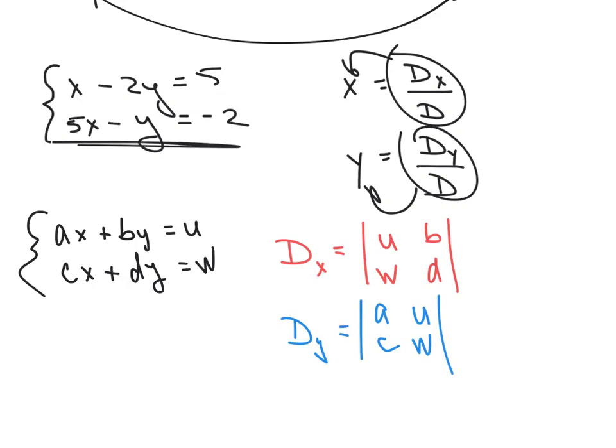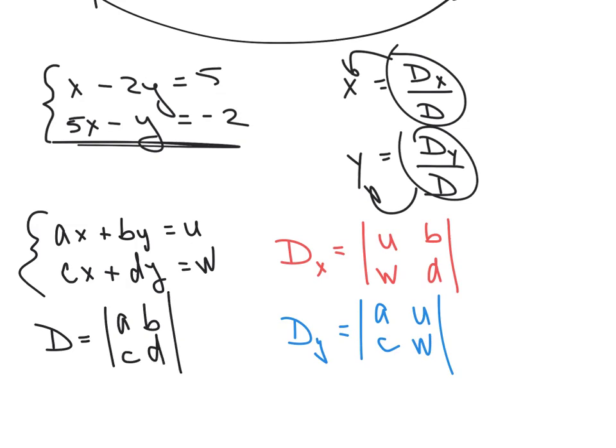Okay, nothing weird. And then we're going to find the determinant. Remember how we did that? We multiplied that times that, subtracted that times that. Okay, and then finally the D. So the D is a, b, c, d.